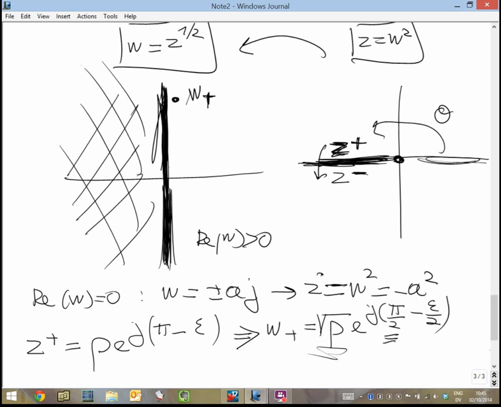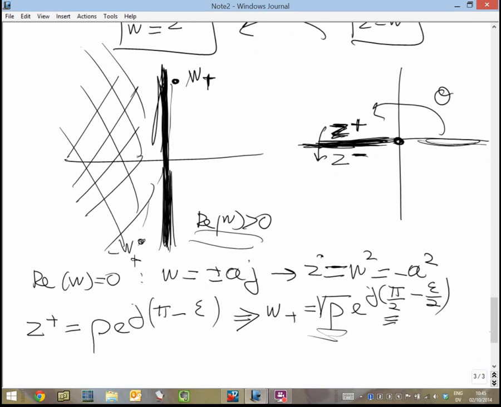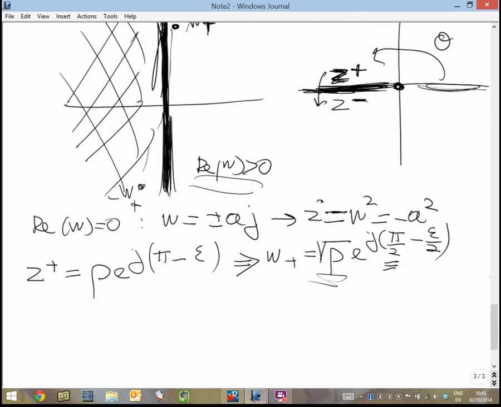Is this on the good part of the complex plane? Yes, this is indeed a point for which the real part of W is positive. So this is the one to keep. Its brother, minus W plus, would be lying somewhere over here, and that's not a good solution. That's not a choice we keep, that's one we throw away. Right? Now if we then take the limit of epsilon going towards 0, you see that this reduces to the square root of rho exponential j pi over 2, and exponential j pi over 2 of course is j. So this is j square root of rho. This is the result you get from a point lying just above your branch cut. Okay, everybody still happy?